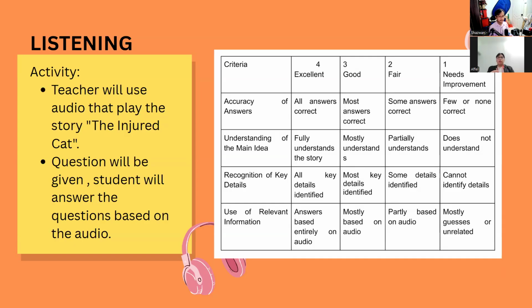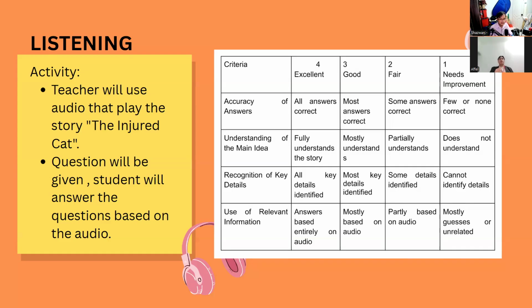Now, on the right side of the slide is the rubric with its criteria. As I explain the rubric, I will talk about the reason why I choose to design the rubric this way. So basically, few criteria of this rubric is accuracy of answer, understanding of the main idea, recognition of key details, and use of relevant information.